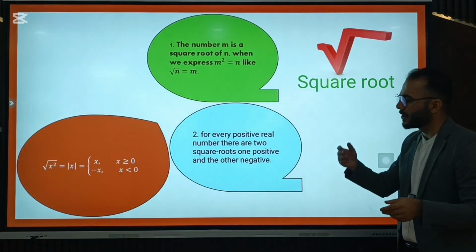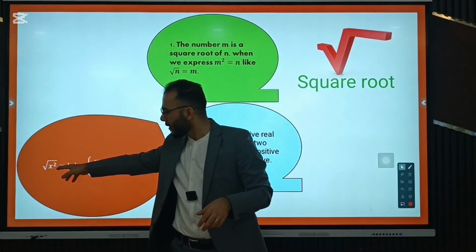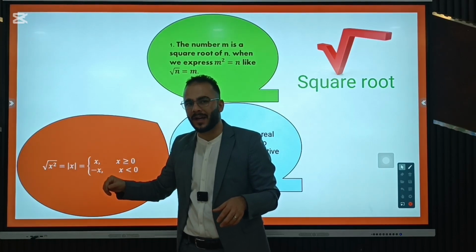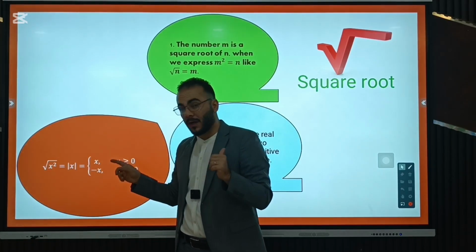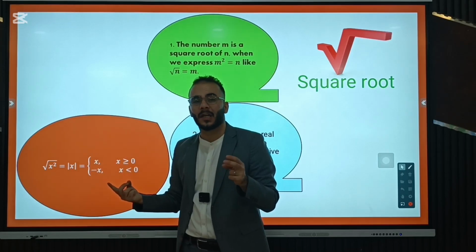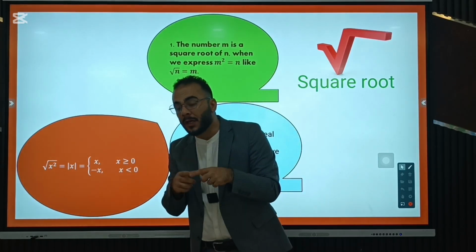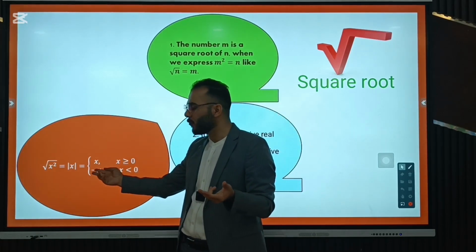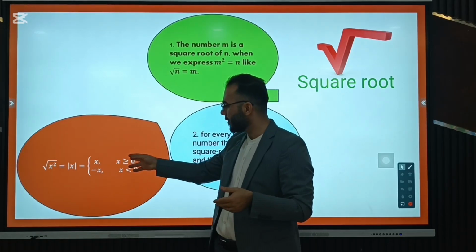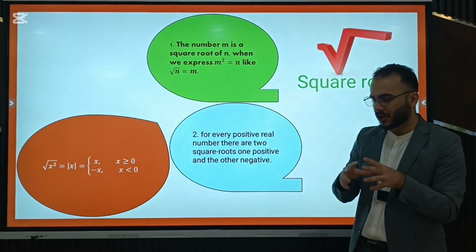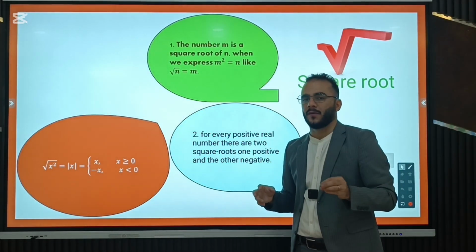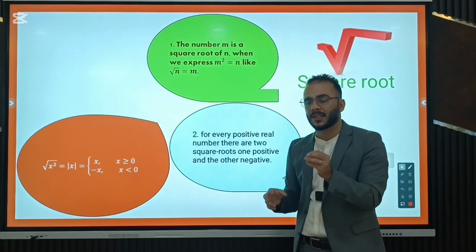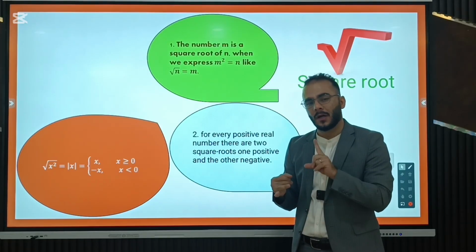Let's see what we have here. Yes, the square root of a positive real number can be written as an absolute value of x. We already mentioned that in grade 9. An absolute value of a real number has two answers, one positive and one negative. For x greater than 0, it's equal to the positive. For x less than 0, it's going to be with negative. So basically, let's not make it complicated. Square root of a positive real number has two square roots, one positive and one negative.